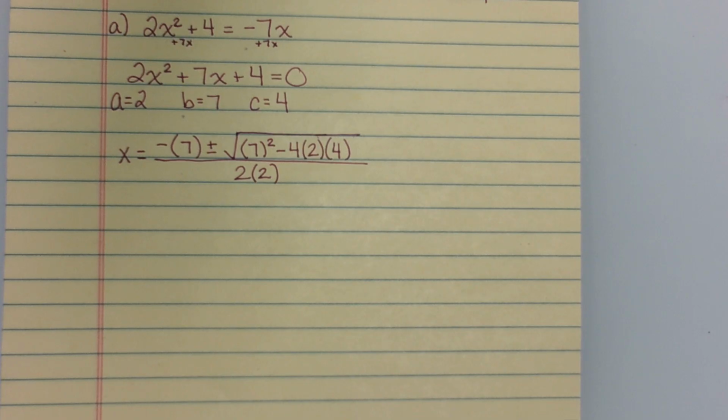If you put a multiplication sign in between, that's perfectly fine. Same thing with the 4 and the 2 and the 4. If you put multiplication symbols in between, that's fine. 7 squared, do I need parentheses?